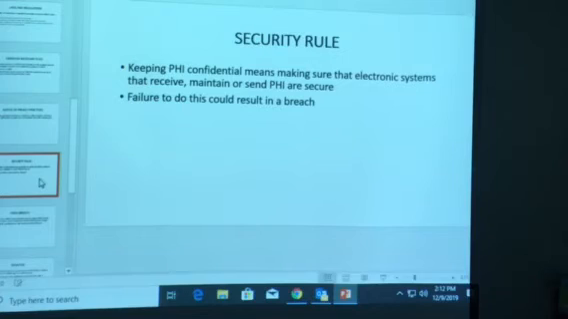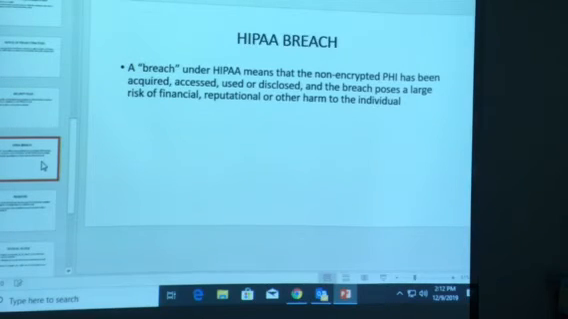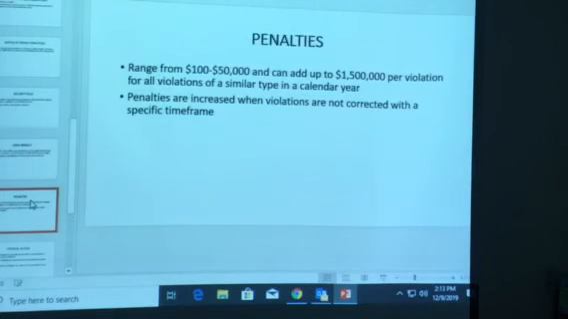Security rule. Keeping PHI confidential means making sure that electronic systems that receive, maintain, or send PHI are secure. Failure to do this could result in a breach. HIPAA breach. A breach under HIPAA means that non-encrypted PHI has been acquired, accessed, used, or disclosed, and the breach poses a significant risk of financial, reputational, or other harm to the individual.